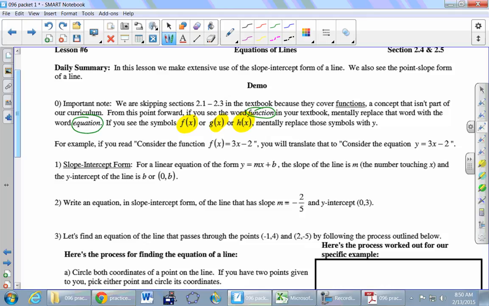I am not going to use the word function in this class. You're not going to see it in my packets here, but you're going to see it when you're doing your homework. Okay? And I just need to make sure you know how to translate it to something that you know. Ramses?